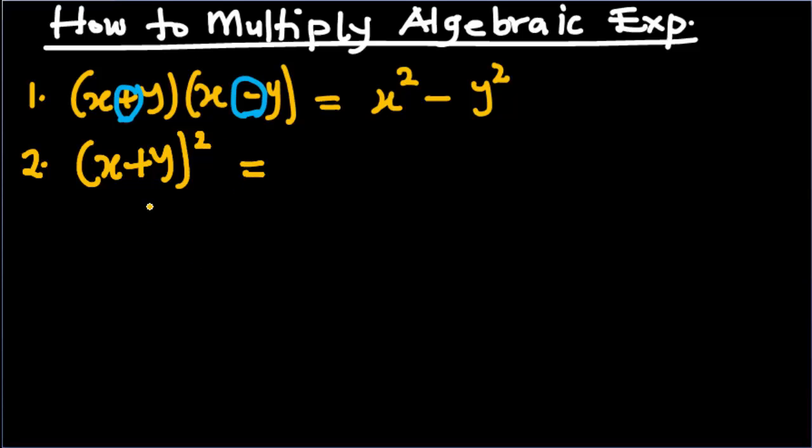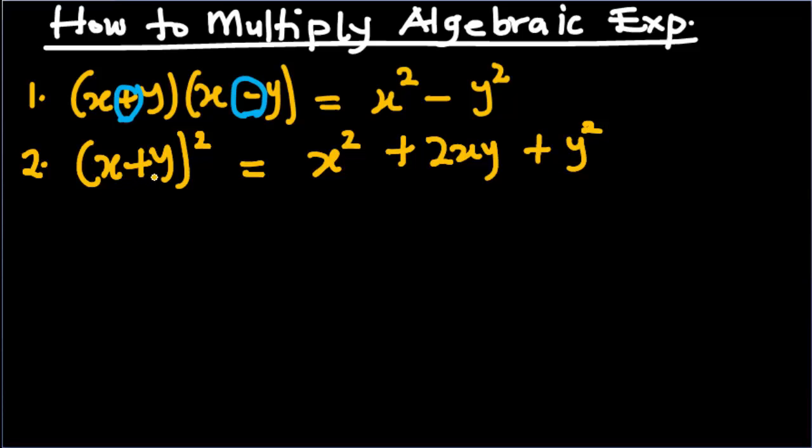Sometimes this type of expression may be given to you. To simplify, you square the x term, plus you multiply the two terms, x by y, by 2, so 2xy. Then we square the term in y.